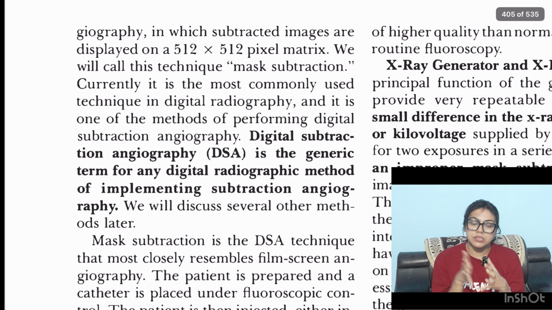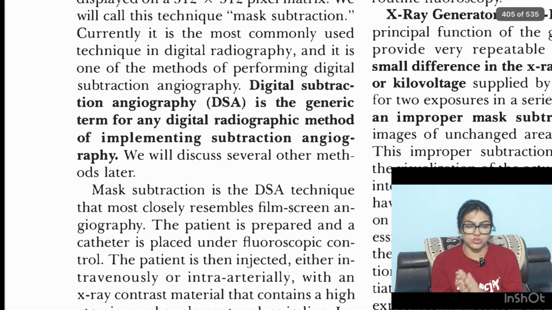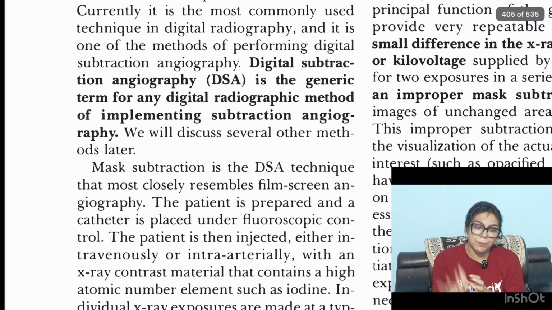If I talk about mask subtraction, it is basically the DSA technique that most closely resembles your film screen angiography. When the patient is prepared and a catheter is placed under fluoroscopic control, the patient will then be injected, either IV or intra-arterially, with an X-ray contrast material that contains a high atomic number element, for example iodine. And individual X-ray exposures are made at a typical rate of 1 exposure per second or maybe more, depending upon the procedure.